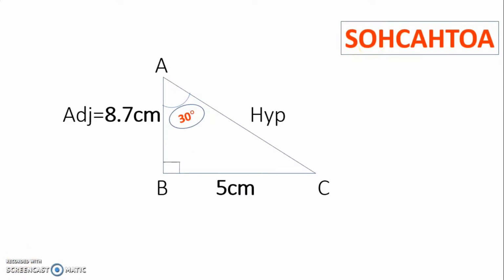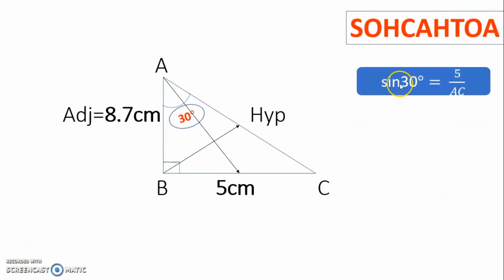Using our SOH, which is sine theta equal to opposite over hypotenuse, we know that our opposite is 5 centimeters, while our hypotenuse is the AC, which we are looking for. It becomes sine 30 degrees equal to 5 over AC. So we can cross multiply. It becomes sine 30 degrees times AC, which is equal to 5.